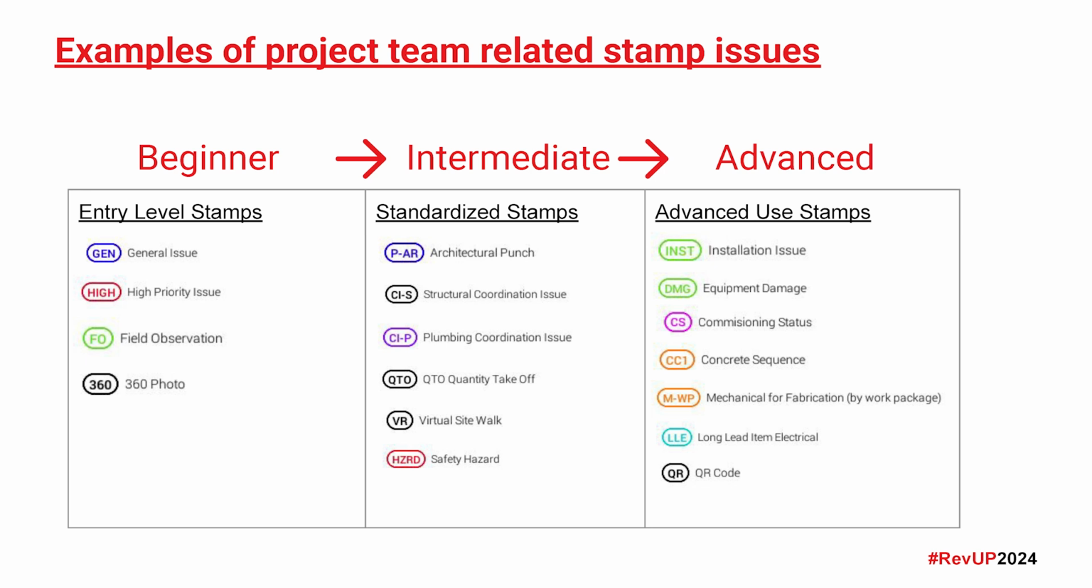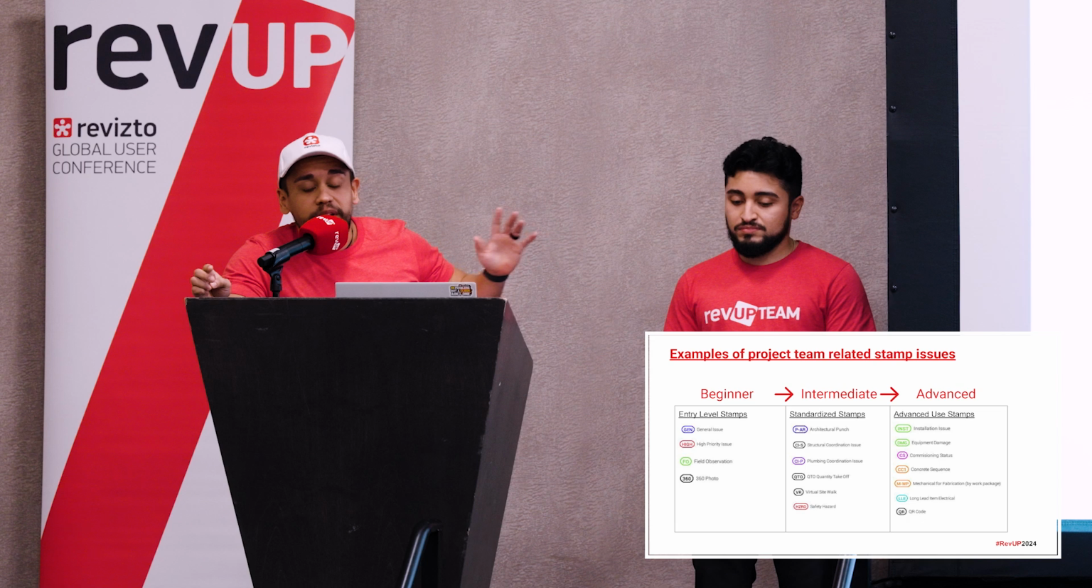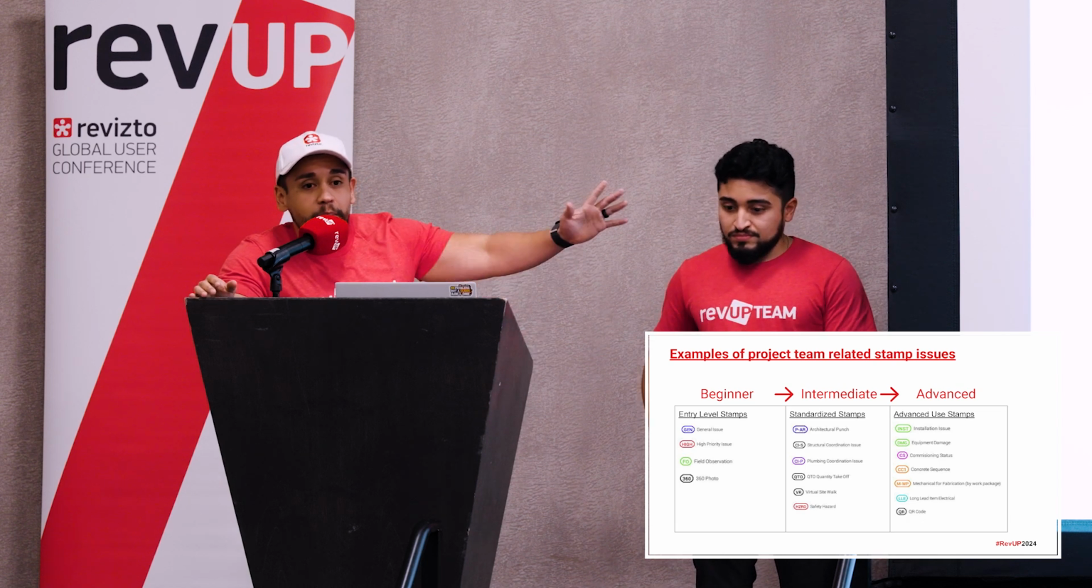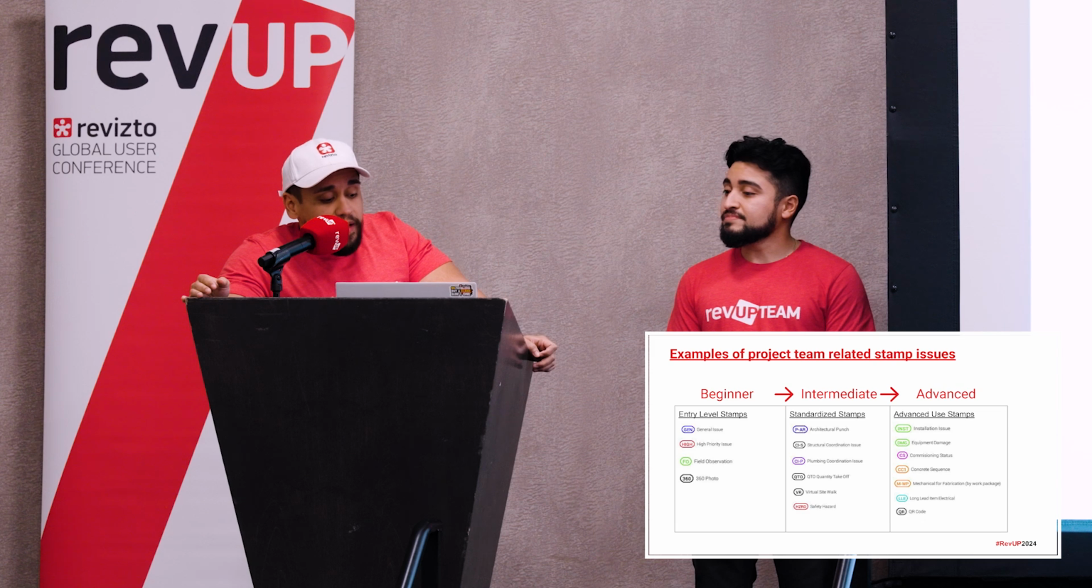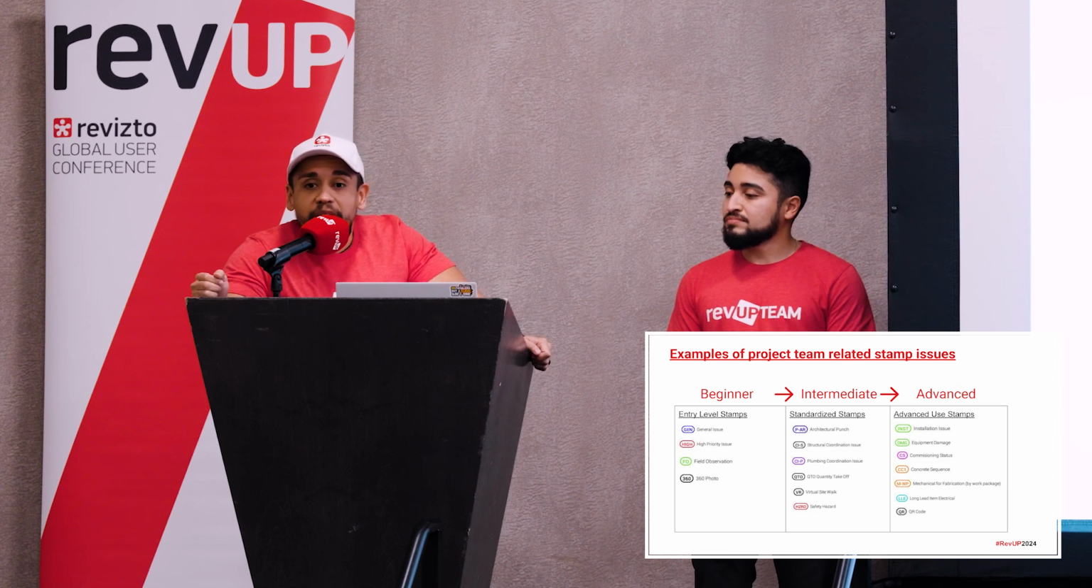I wanted to provide a quick visual just to start the idea of where these stamps are going. I think the range here is really from beginner to advanced, and this room I see is a mix of all that, which is great. But it gives you an idea: if you find yourself comfortable in Revizto and you gauge how your project teams should begin to interact, maybe it's at an entry level where a general issue and a high priority issue are possibly the only 2 stamps that we're applying.